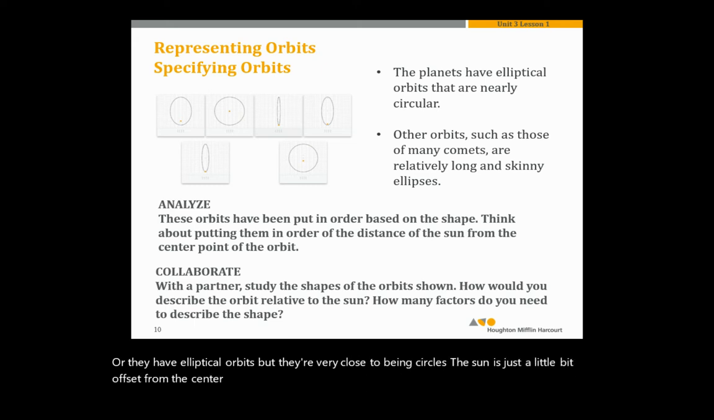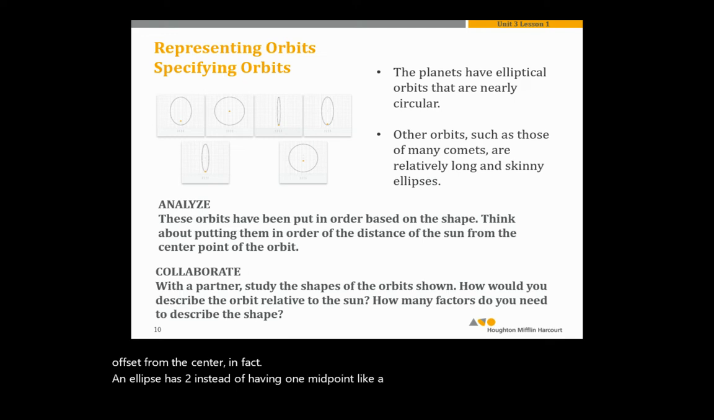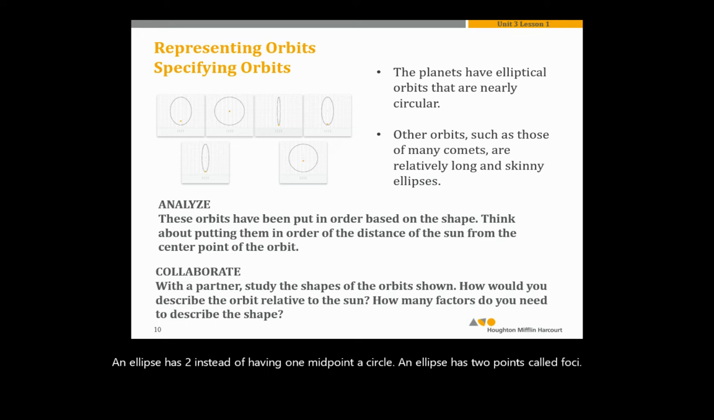In fact, instead of having one midpoint like a circle, an ellipse has 2 points called foci. The sun is at one of the foci of the ellipse.